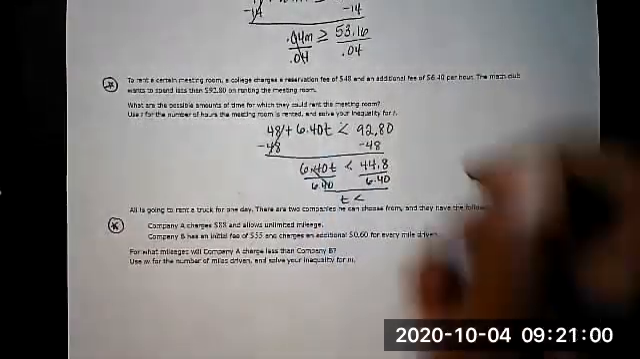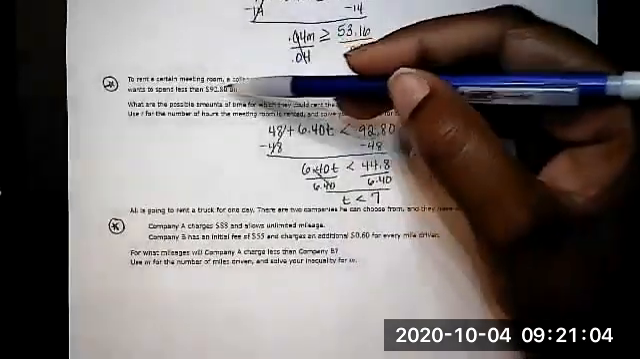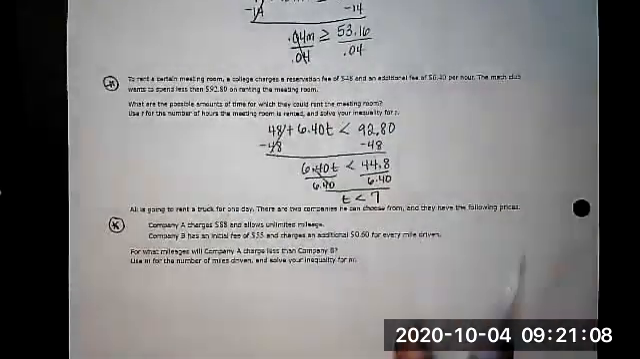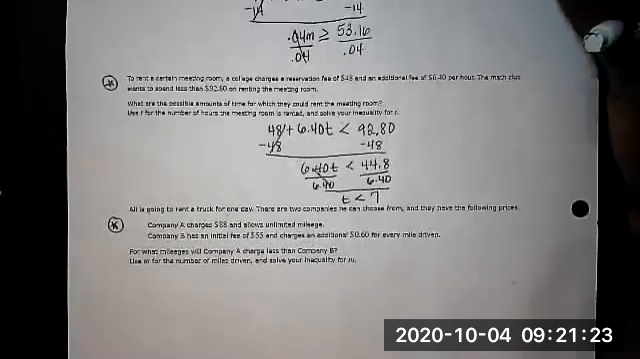7. So with this one, the math club wants to spend less than this much money. The number of hours, the time, has to be less than 7 hours. Okay, so anything less than 7 hours, not including 7 hours, is how much time they're going to want to spend in the meeting room to spend less than $92.80. All right, let's go to the next one.